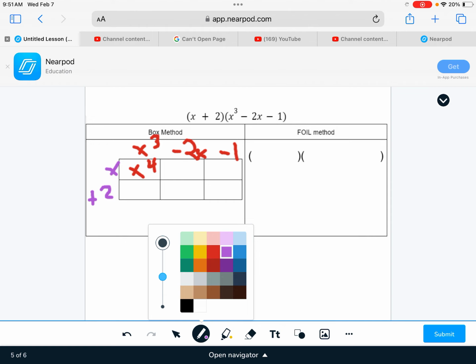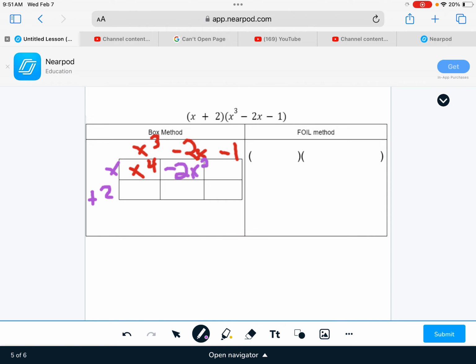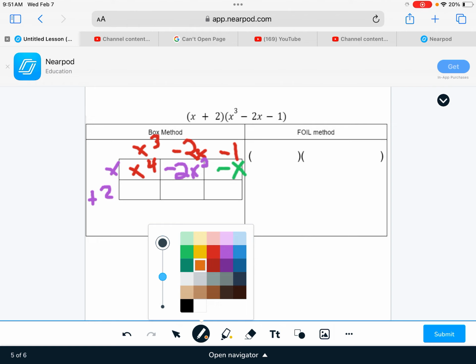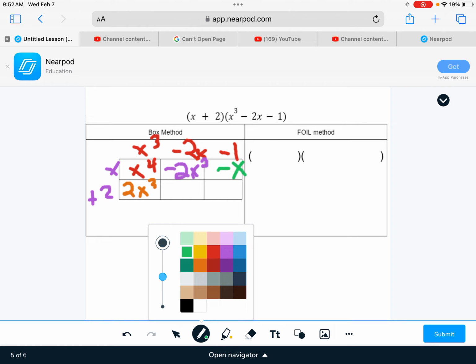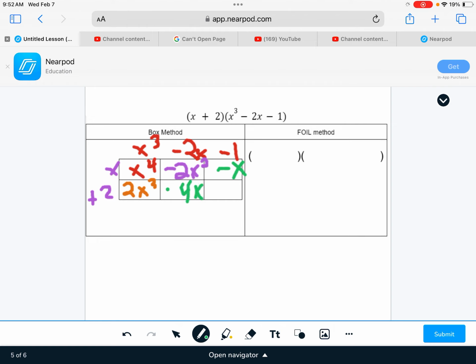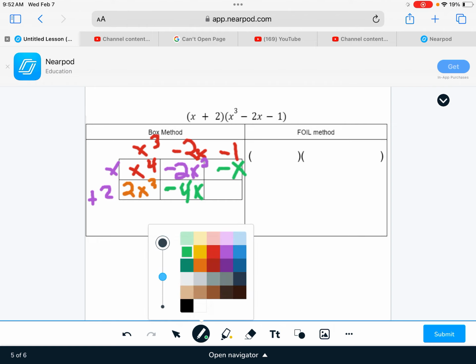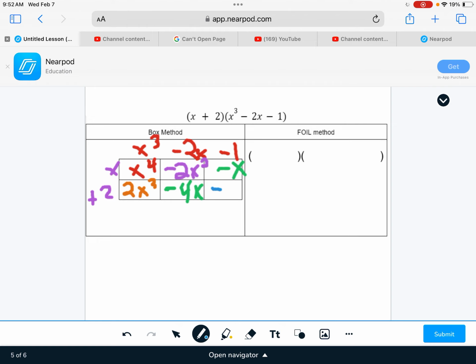Negative 2x times x is negative 2x squared, because there's 2 x's being multiplied. X times negative 1 is just negative x. From there, I can keep multiplying. I've got 2 times x to the 3, which is 2x to the 3. 2 times negative 2x is negative 4x. And last but not least, I have my 2 times negative 1, which is a minus 2.